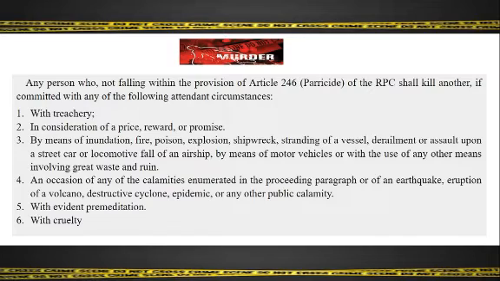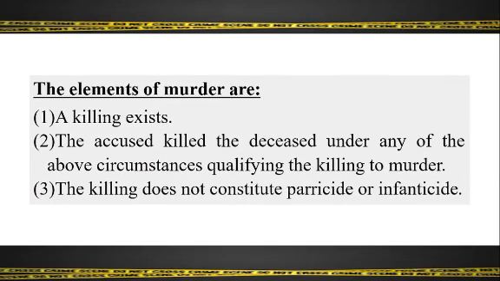So for murder, with treachery, these are the circumstances that we can say make it murder. Next, the elements of murder are: a killing exists; the accused killed the deceased under any of the above circumstances qualifying the killing to murder; and the killing does not constitute parricide or infanticide. So, earlier, if the penalty for homicide is reclusion temporal, for murder it is reclusion perpetua, 20 years and 1 day to 40 years imprisonment to death.